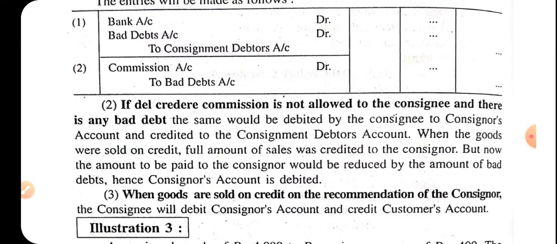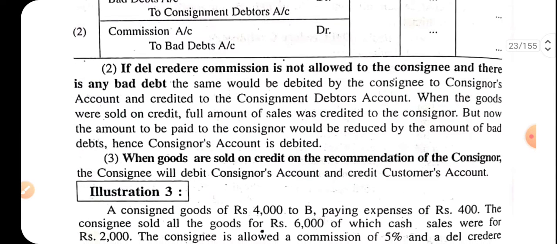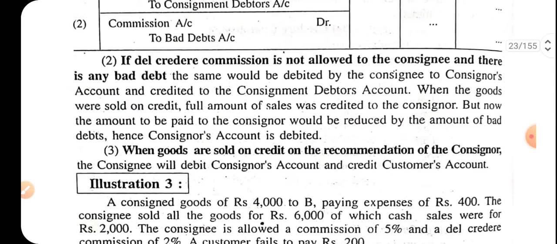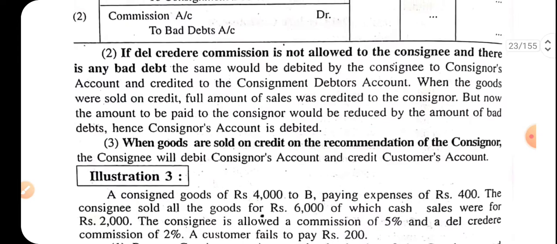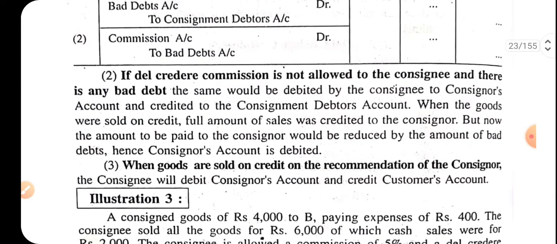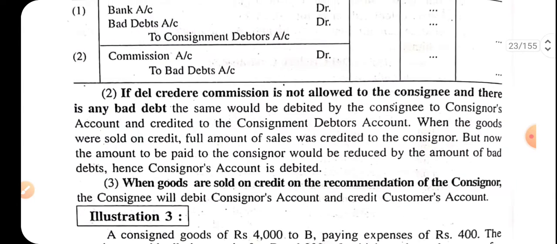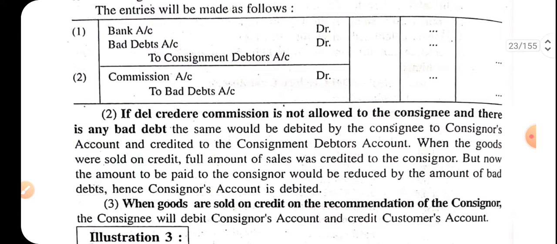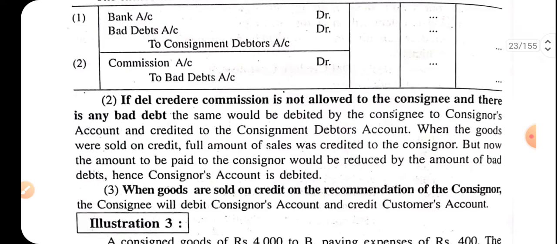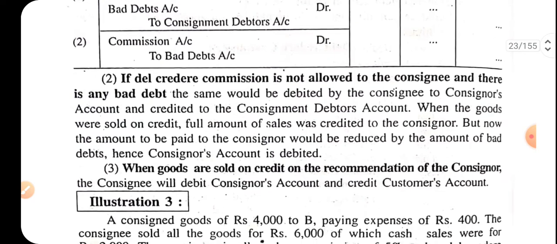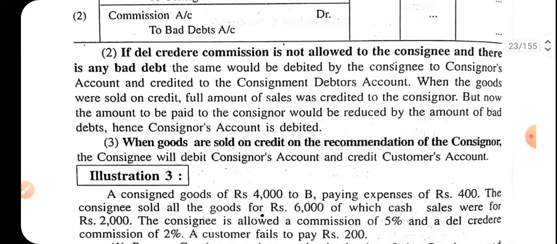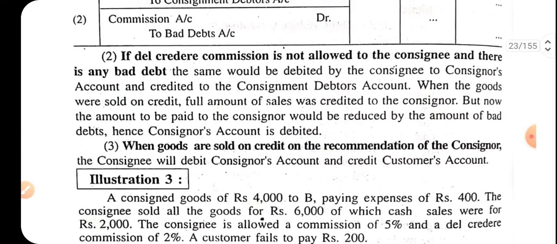Commission account debit, it means received commission account debit is to be created in such kind of sum when del credere commission is allowed. So when in the sum del credere commission is allowed, in the book of consignee, we are preparing the consignor's account. In the same book, we have to add one another account, that is commission received account or received commission account.